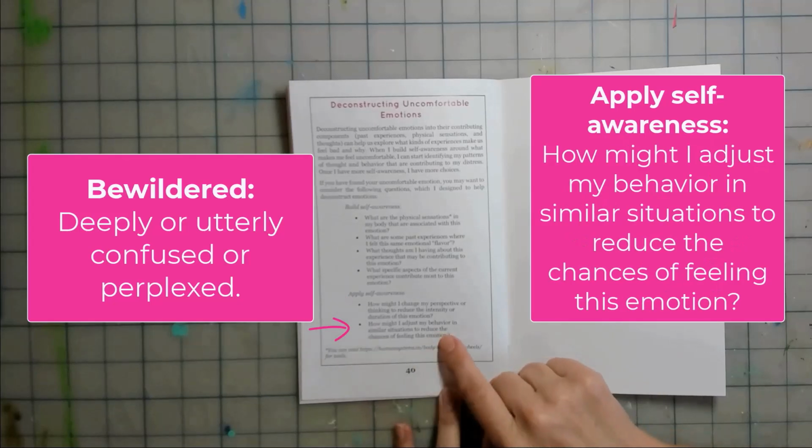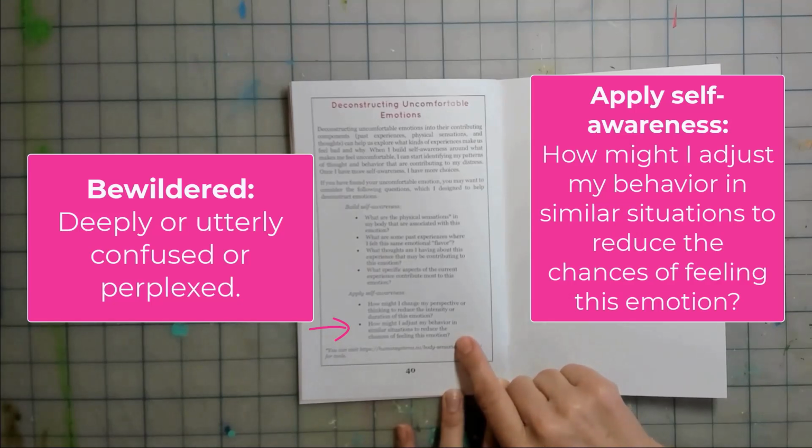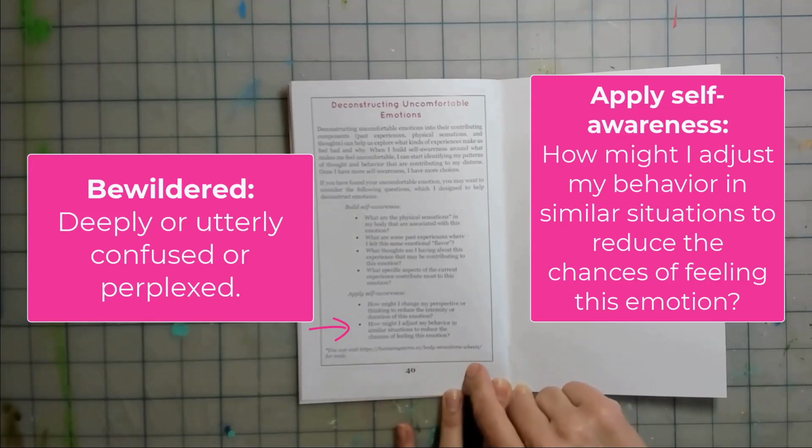And then the last question under applying self-awareness is, how might I adjust my behavior in similar situations to reduce the chances of feeling this emotion? Like I said before, I had the presence of mind to realize that I had the choice to leave the class. I didn't have to stay. Another thing I could have done was raise my hand and ask for more information about what was going to happen exactly. I don't think that's totally inappropriate.